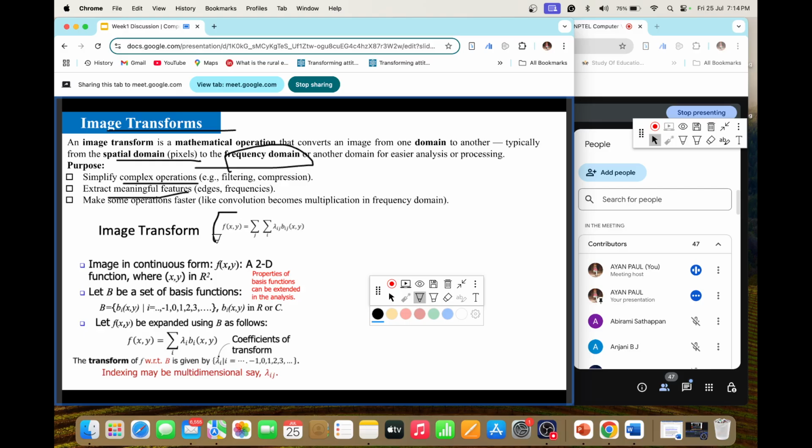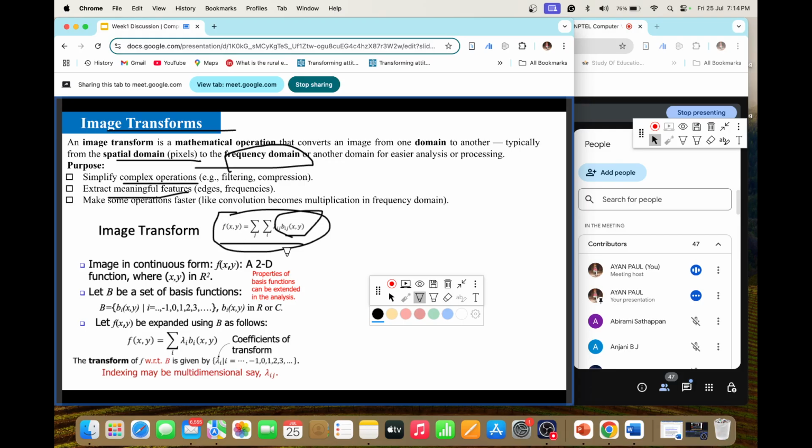So let's say this is your image. We have sigma i, that means this is one dimension, sigma j, this is another dimension, b_ij, this is your lambda_ij into b_ij, this is your whole function. This is how a function is written. Lambda is some scalar, and b_ij is a direction to it. So this is how you write a function.